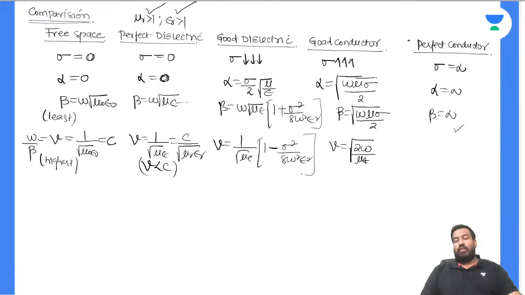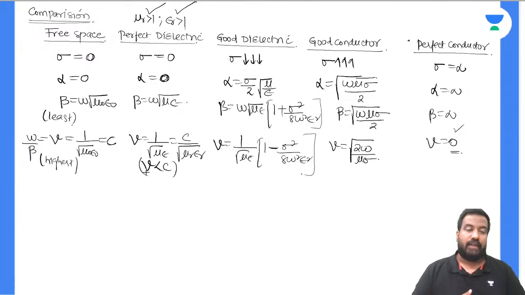For a good conductor, velocity is under root of 2 omega by mu sigma. Sigma is a very large value, so velocity is still decreasing. Here sigma is infinity, velocity is 0. So it goes from highest to 0. In a perfect conductor, the wave cannot propagate. That's why its velocity is 0.